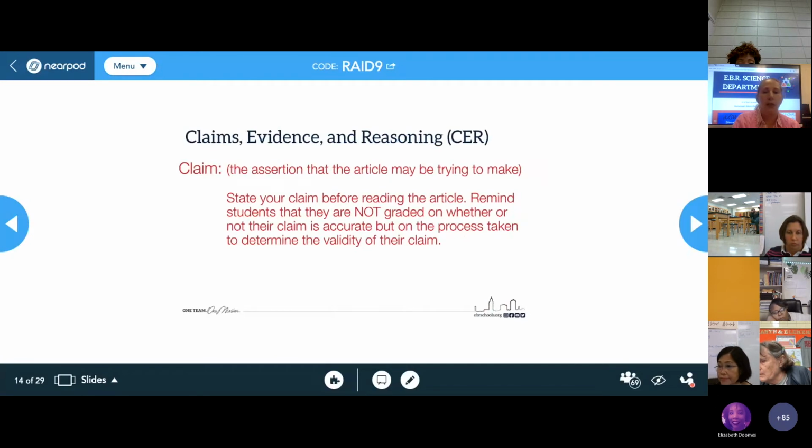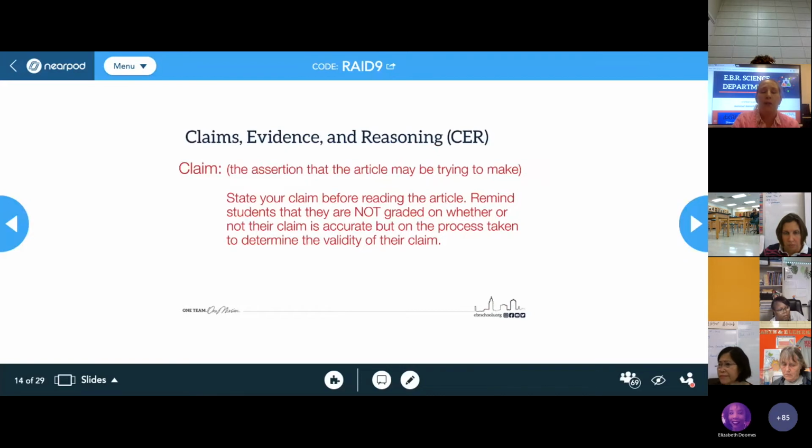So claim is the assertion the article might be trying to make. I like to have students do this, and they're supposed to anyway, but state the claim before reading the article. And I have an example CER in here. And the biggest thing is students are like, well, what if I'm wrong? It doesn't matter if their claim is correct or incorrect. They're being graded on the process of the CER, not on the validity of their claim. To remind students, they are not graded on whether or not their claim is accurate, but on the process taken to determine the validity of the claim.